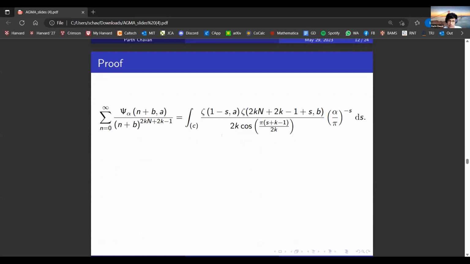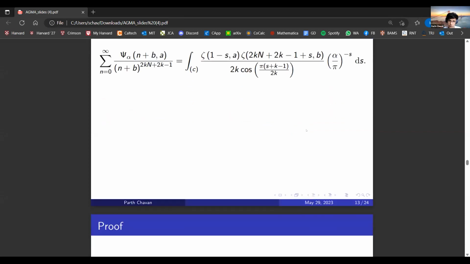As a sketch of the proof of this identity, we can write the sum of psi alpha of n plus b, a, k over n plus b to the 2k n plus 2k minus 1 as this contour integral. And this integrand tends to 0 as the imaginary part of s tends to infinity. And thus we can exploit this to shift the line of integration to minus c minus 2k minus 1 and use the residue theorem to collect the residues at the corresponding poles.